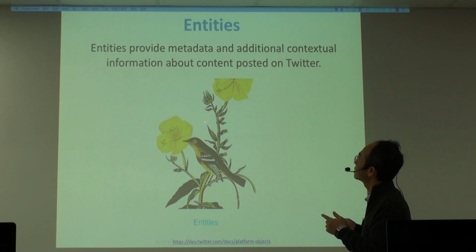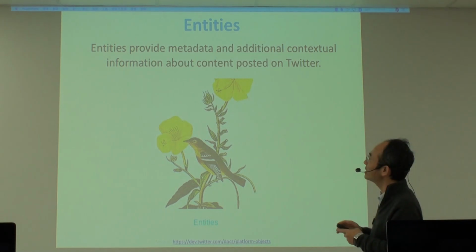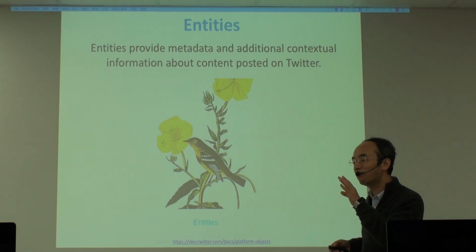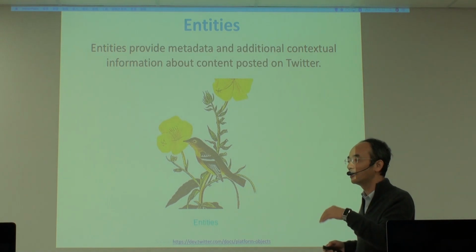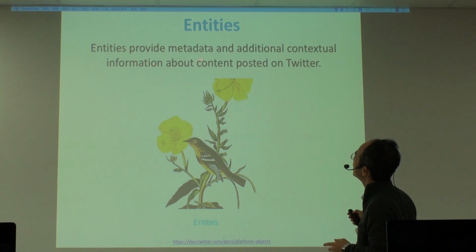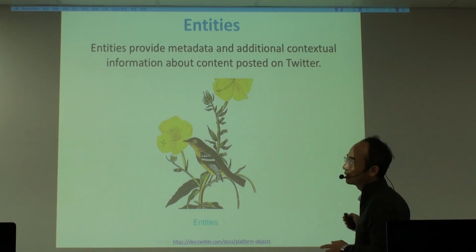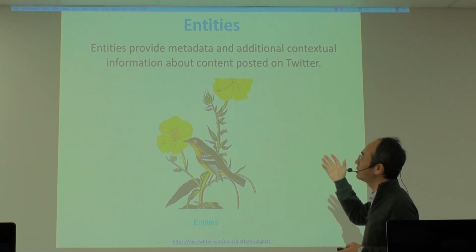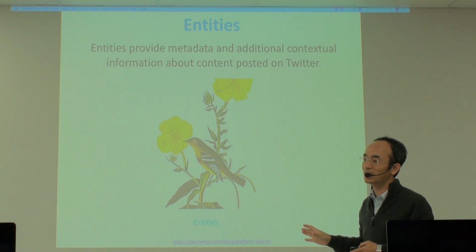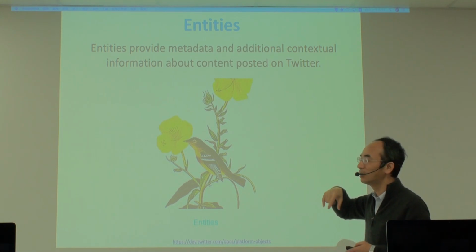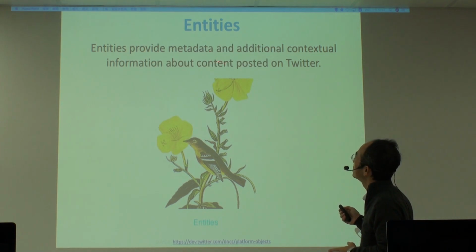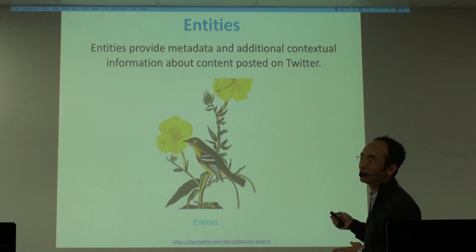And there are also important objects called entities. What are entities? Entities provide metadata, meaning some information describing some data. So the metadata and additional contextual information about the content posted on Twitter. In short, entities are key-value pair metadata. So you can find important descriptive data for some contents. So this is the metadata of entities.